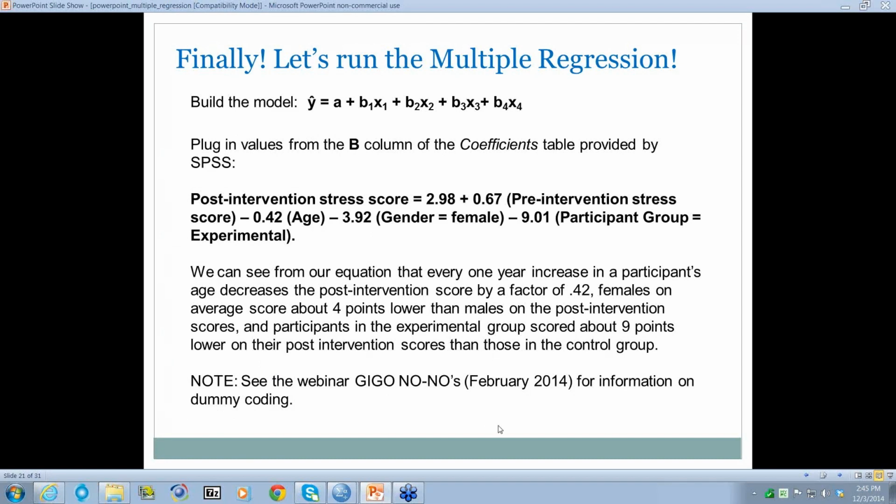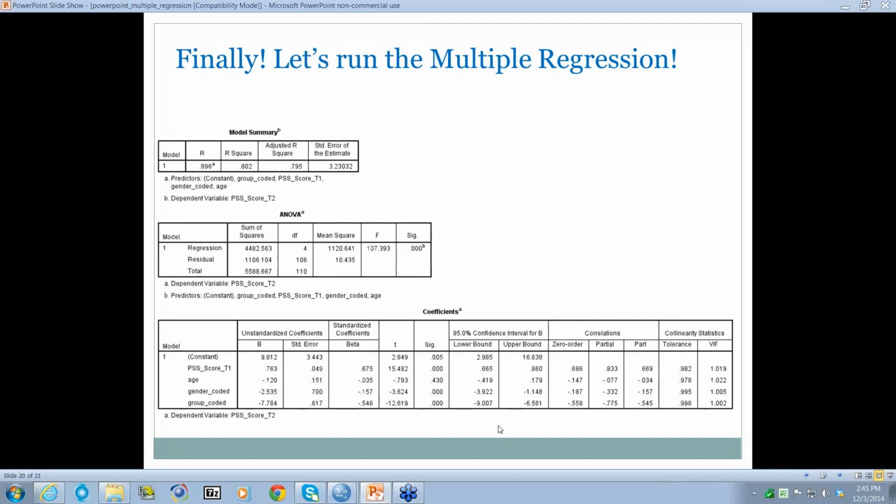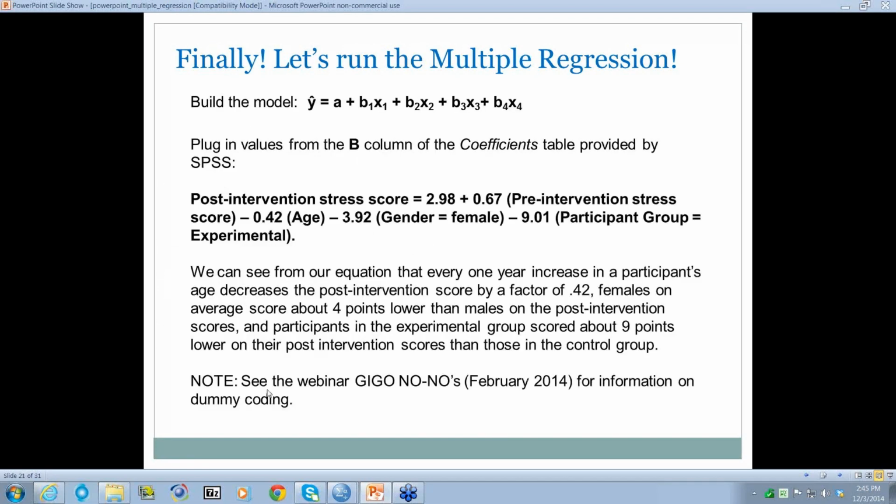Okay, well, let's look back at this. How would we do this? I will change the slide, but let's assume that the betas aren't these numbers, but the numbers that I put in. We have the 0.298. Then I have here a 0.67, which I'll say was my B1 for the pre-intervention. Then 0.42 multiplied by whatever the person's age is. That is going to be subtracted, and the female term is also subtracted because the female scores went down lower. And the participant group, experimental, is also subtracted.